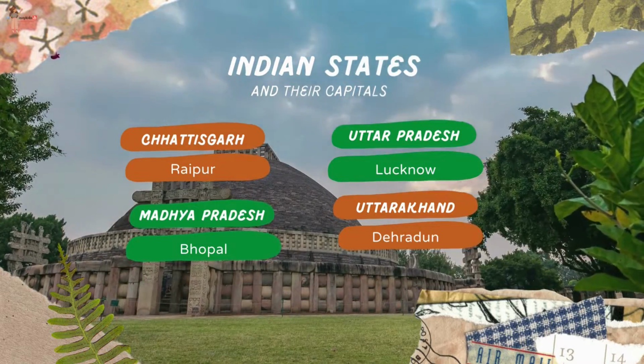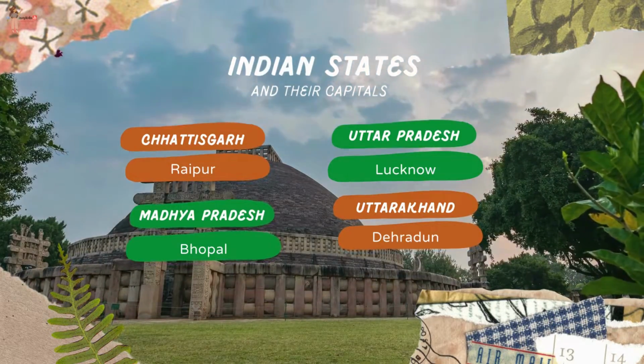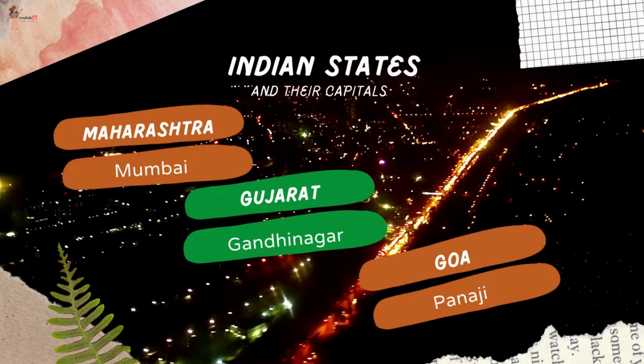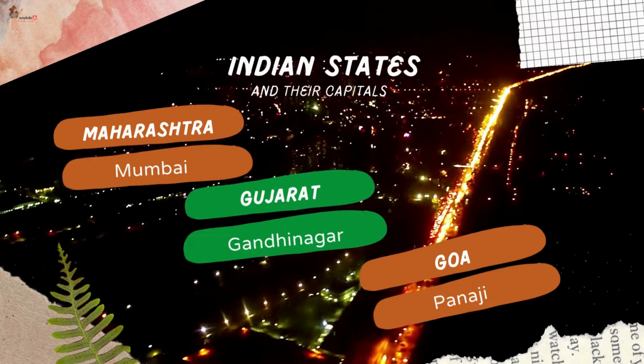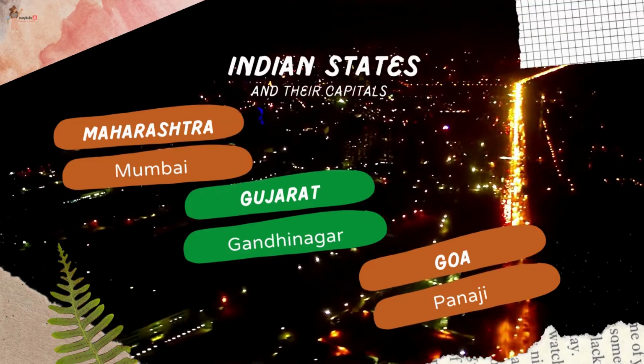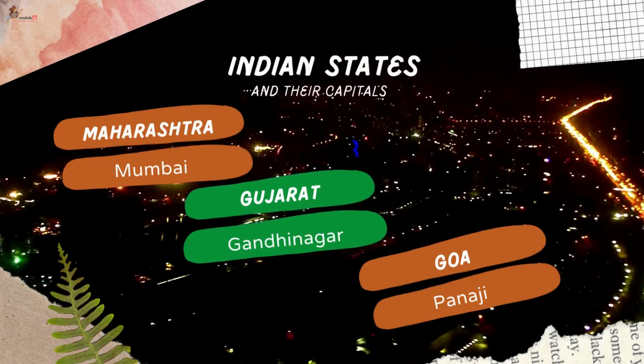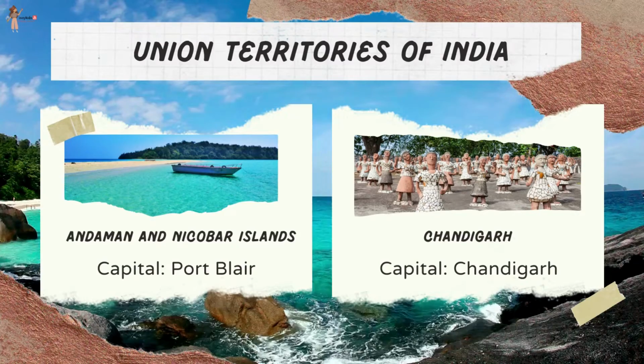The capital of Chhattisgarh is Raipur, Madhya Pradesh is Bhopal, Uttar Pradesh is Lucknow, and Uttarakhand is Dehradun. The capital of Maharashtra is Mumbai, Gujarat is Gandhinagar, and the capital of very beautiful Goa is Panaji.